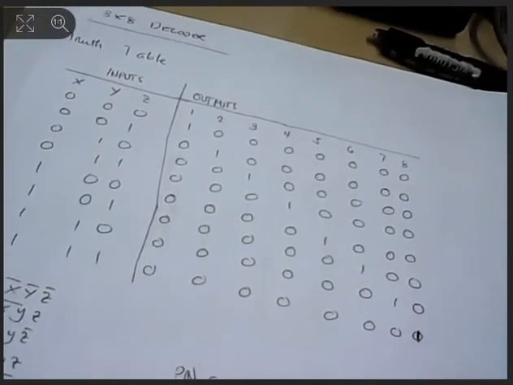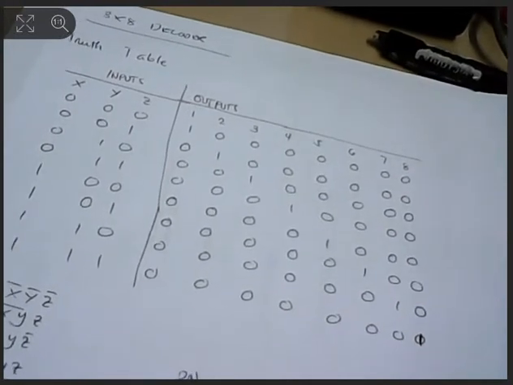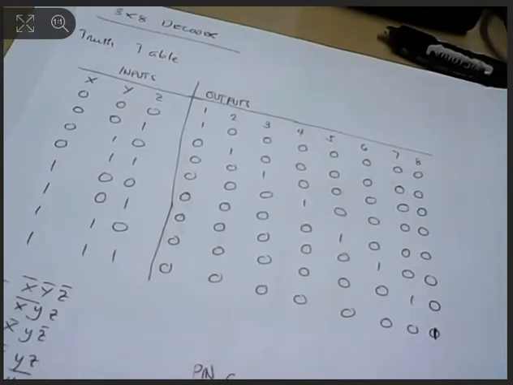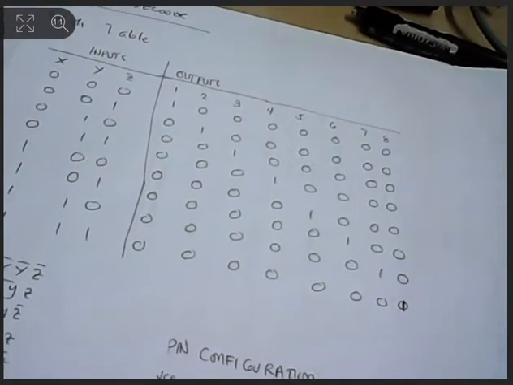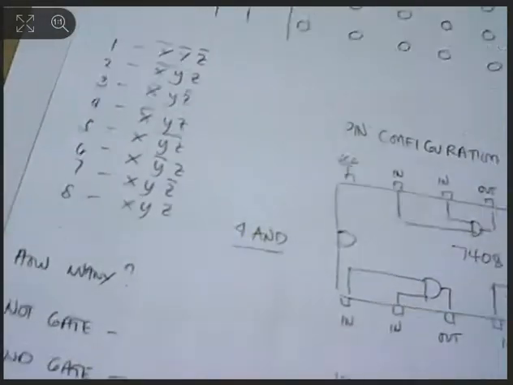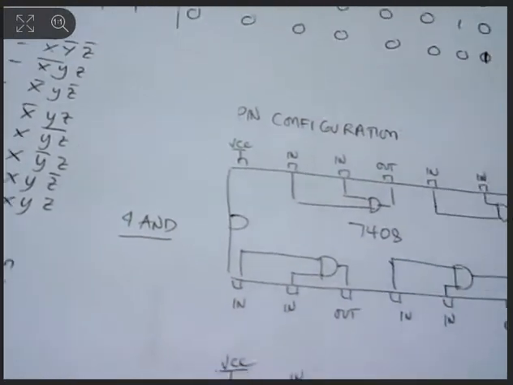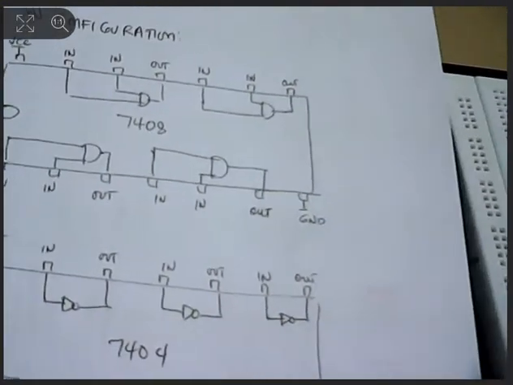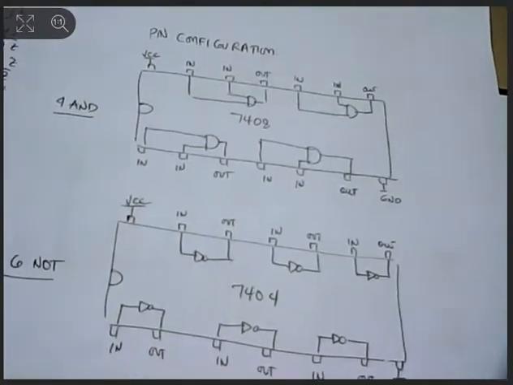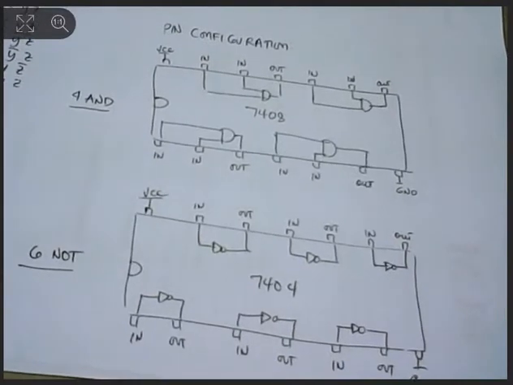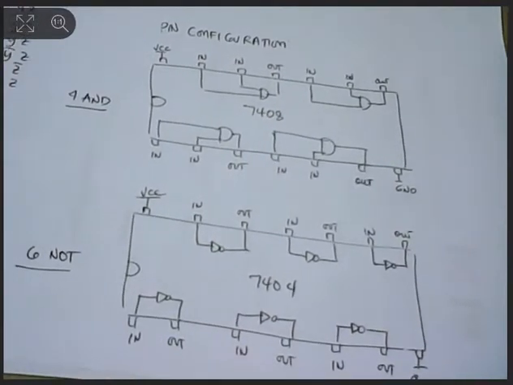Okay, so we have the two tables. We have 3 inputs and we have 8 outputs. That is now the truth table of our 3x8 decoder. And then at the bottom, that is now the equation of our decoder. And this is what we call the pin configuration, the pin configuration of our AND gate and our inverters.